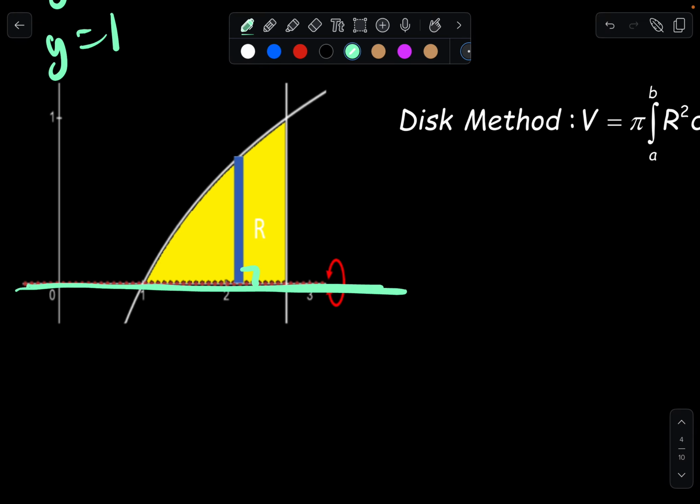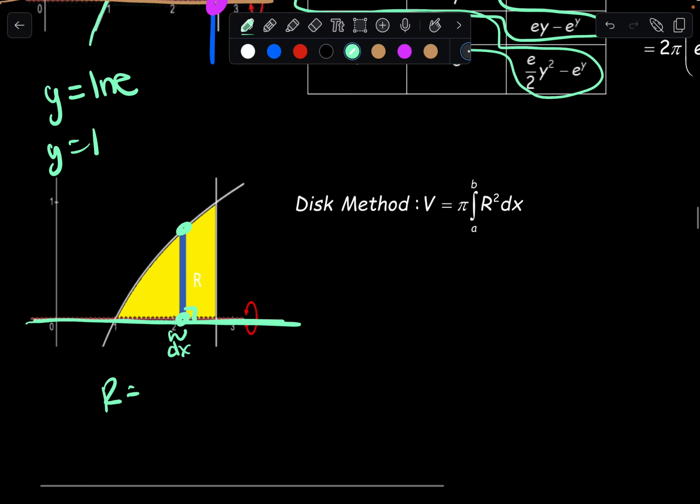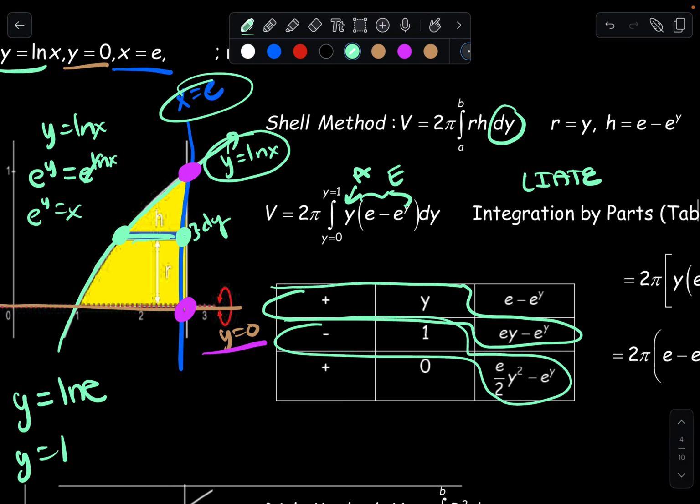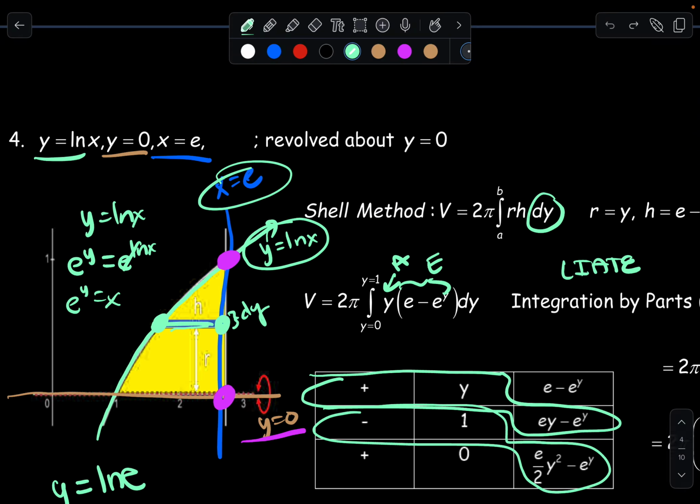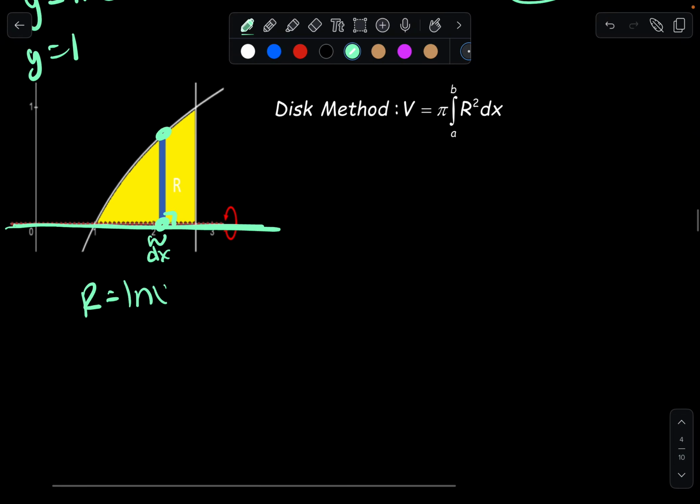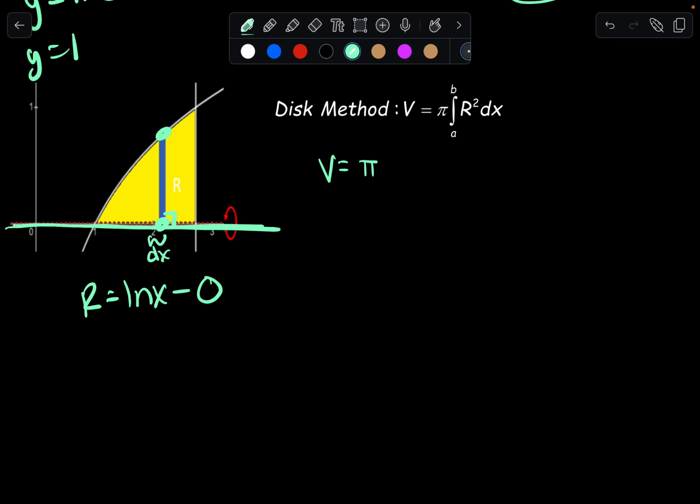So for this one, we only need to find r, which is going to be top minus bottom. Now the short side of the bar is horizontal, so we are integrating with respect to x. So if we look at the top of this function, since we are integrating with respect to x, we can just stick with using the natural log of x. Okay, so we'll have natural log of x minus the bottom, which is just 0. So within our formula, we have pi. We'll figure out the bounds of integration in a second. R squared is going to be natural log of x squared dx.